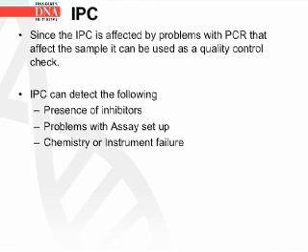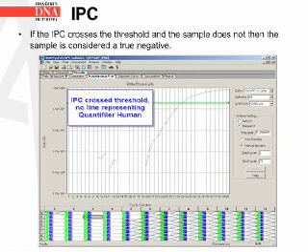Since the IPC is affected by problems with PCR that affect the sample, it can be used as a quality control check. The IPC can detect the following: presence of inhibitors, problems with assay setup, and chemistry or instrument failure. If the IPC crosses the threshold and the sample does not, then the sample is considered a true negative. Notice on the screenshot that all is selected, which means for that sample, both the quantifier human and the IPC should show up. Only the IPC is showing to be crossing the threshold, therefore that sample is a true negative sample. There is no DNA present.